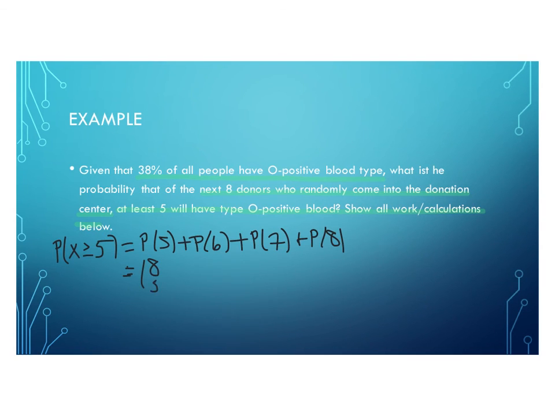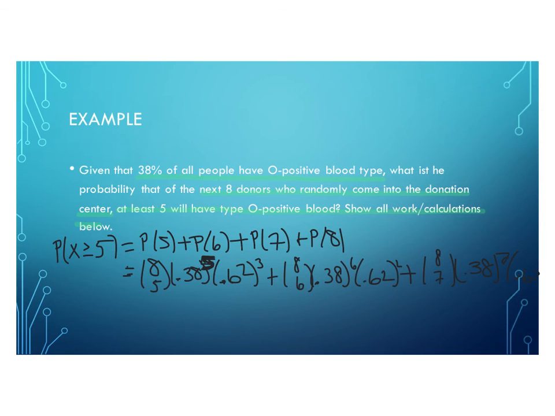I mean, you would have to do 8 choose 5 times 0.38 to the 5th, and then 3 left over, 0.62 to the 3rd, plus 8 choose 6 times 0.38 to the 6th times 0.62 squared, plus 8 choose 7 times 0.38 to the 7th times 0.62, and etc.